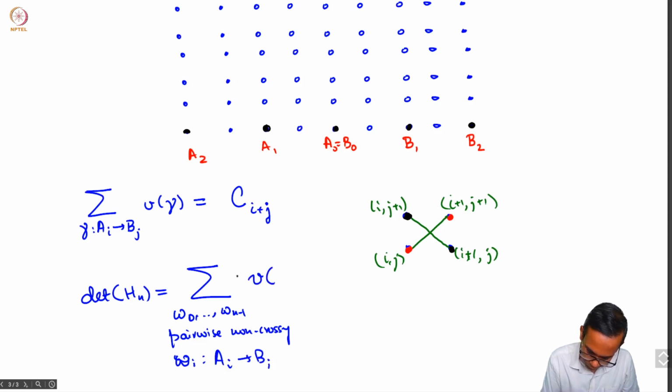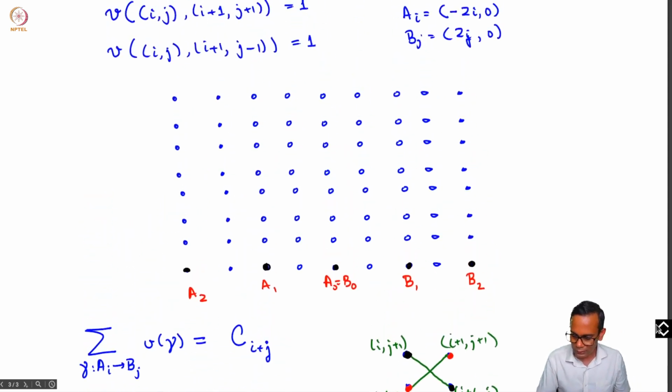weight of omega I, which is just 1. So we can just write 1. So it's just counting the number of configurations of such paths. So now let's look at this picture and let's see how we can find such paths.